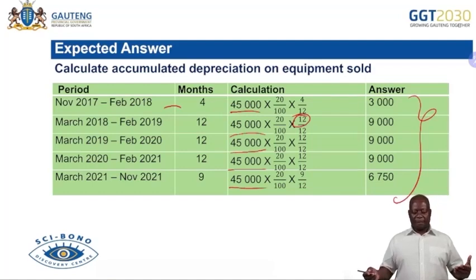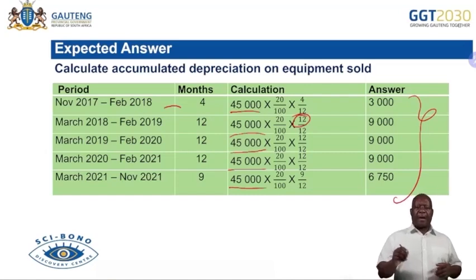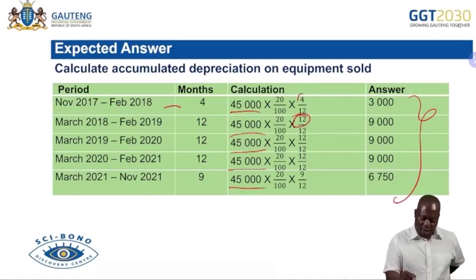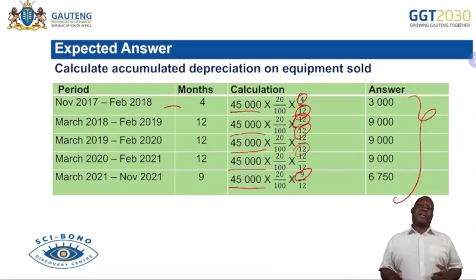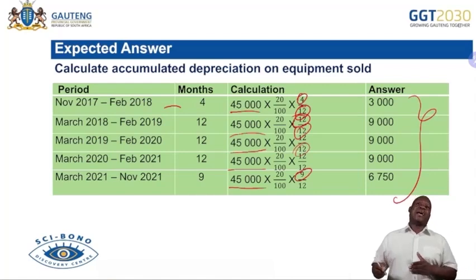Simple, right? But there's another way of doing it. Let's look at the months. There is 4 in the first year, then 12, another 12, 12, and 9. So it means there are three 12s. 12 times 3 is 36, plus 4 gives us 40, and then plus the 9 months in the final year. So we have depreciated this asset for 49 months.